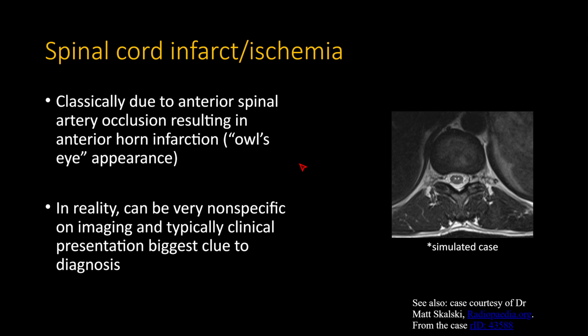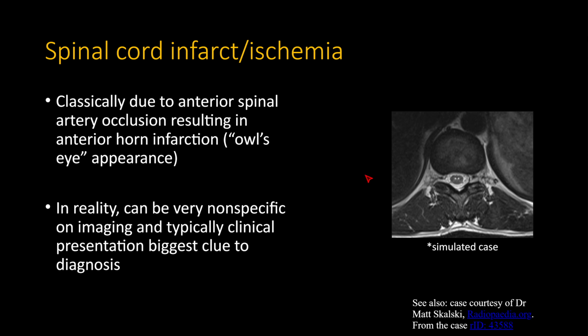Now that we've talked about dural AV fistulas, we'll go ahead and talk about spinal cord infarction and ischemia. Classically, these are due to anterior spinal artery occlusion, which would preferentially result in infarction of the anterior horns. These are the anterior horns in this simulated case, and when they're infarcted, they'll be hyperintense, and they'll give this appearance of two eyes, called the owl's eye appearance. This is a simulated case.